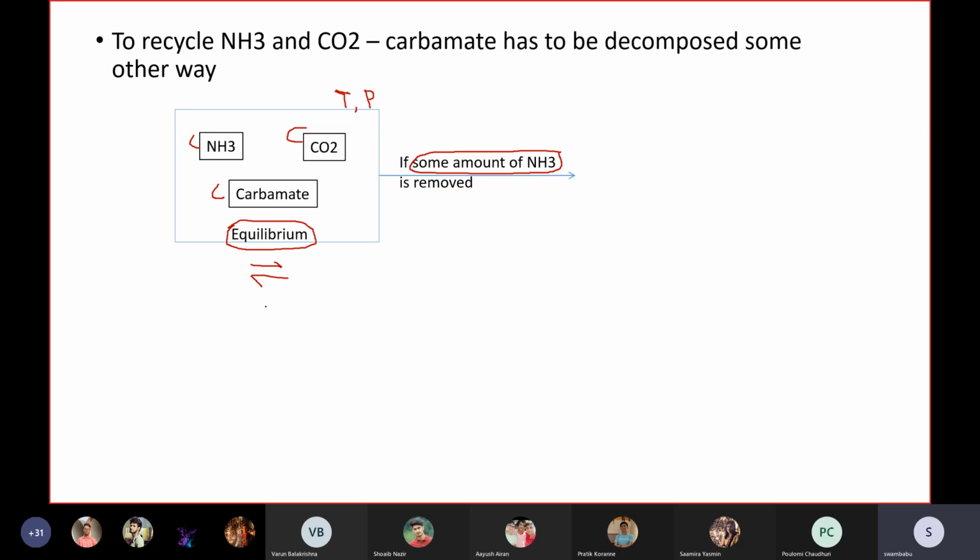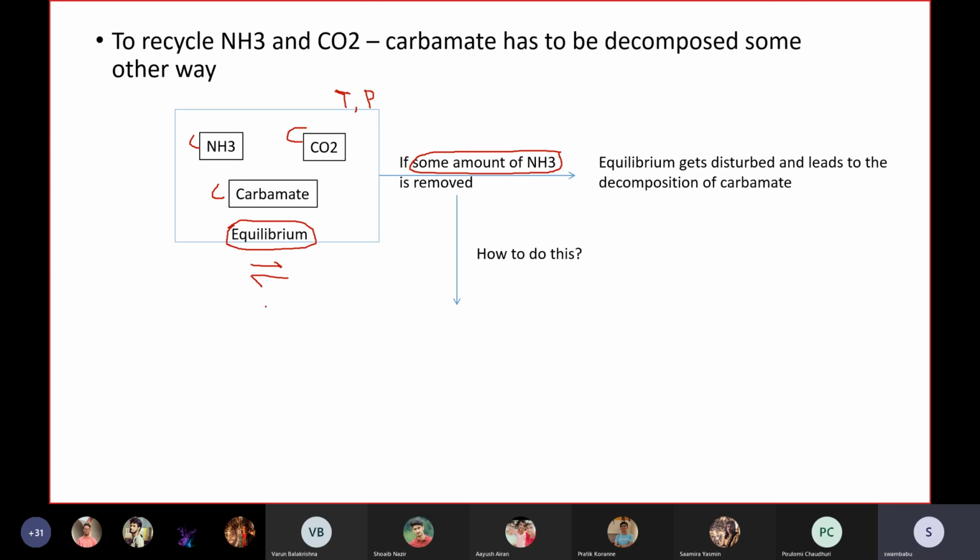So if I remove some amount of ammonia, the system again wants to come back to equilibrium. Since the CO2 concentration remains the same, the carbamate has to decompose into ammonia and CO2. That way, to increase the concentration of ammonia, the carbamate has to decompose to reach the equilibrium state. So if I remove some amount of ammonia, the equilibrium gets disturbed and leads to the decomposition of carbamate.